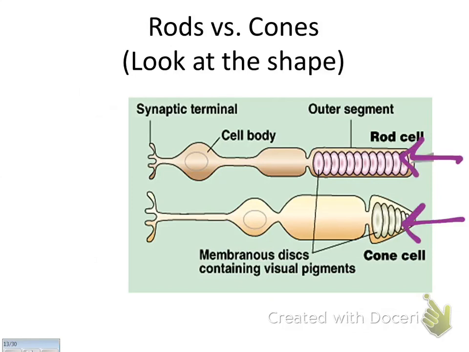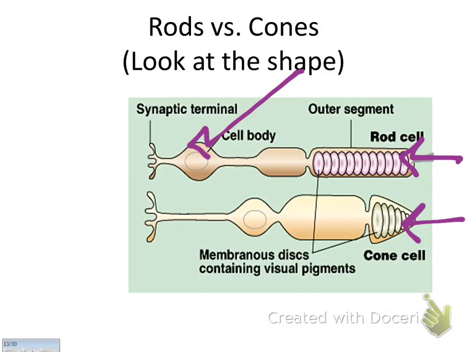And the protein changes shape. So when the light hits the protein, the rod or the cone, it changes shape. Conformational shape change. So when the rod or the cone changes shape, it depolarizes the next neuron. So light comes in, hits the rod, changes shape, and that depolarizes the neuron and sends a message to the brain.